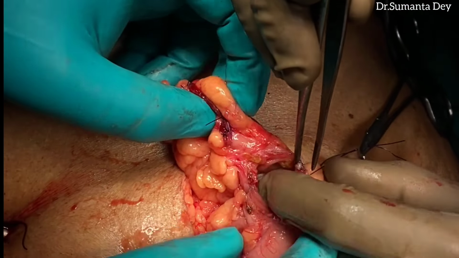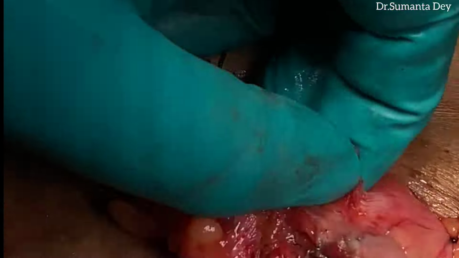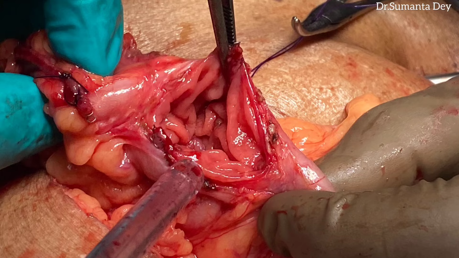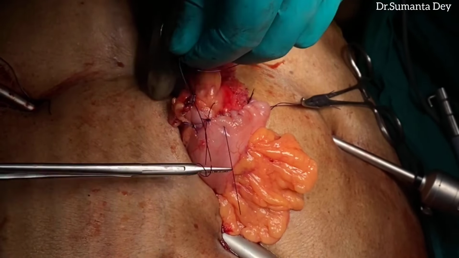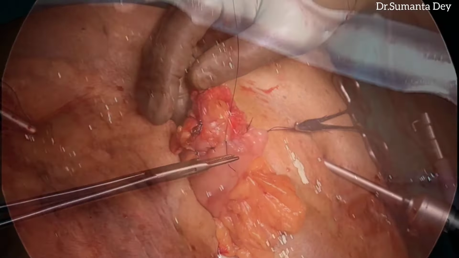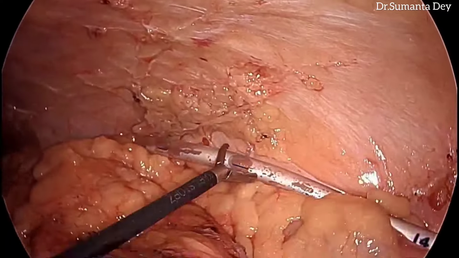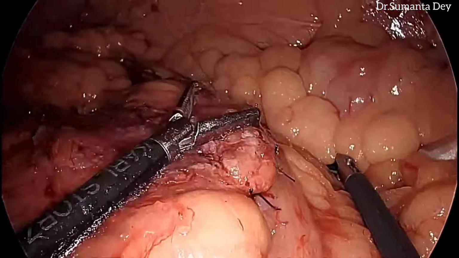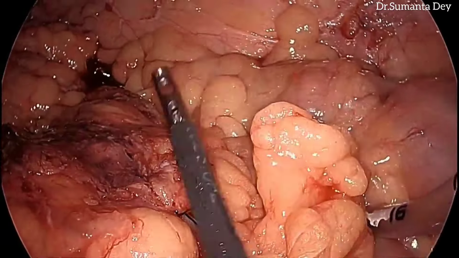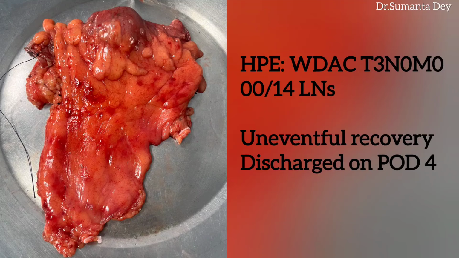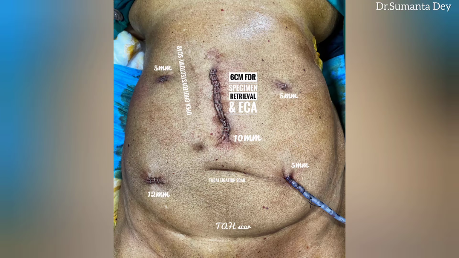and then a side to side isoperistaltic stapled anastomosis was done, and the enterotomy was sutured, and a drain was placed. So a colocolic anastomosis between the transverse colon and the descending colon was done, and the drain was kept. And this is the final specimen. You can see the complete mesocolic excision with central vascular ligation was done.